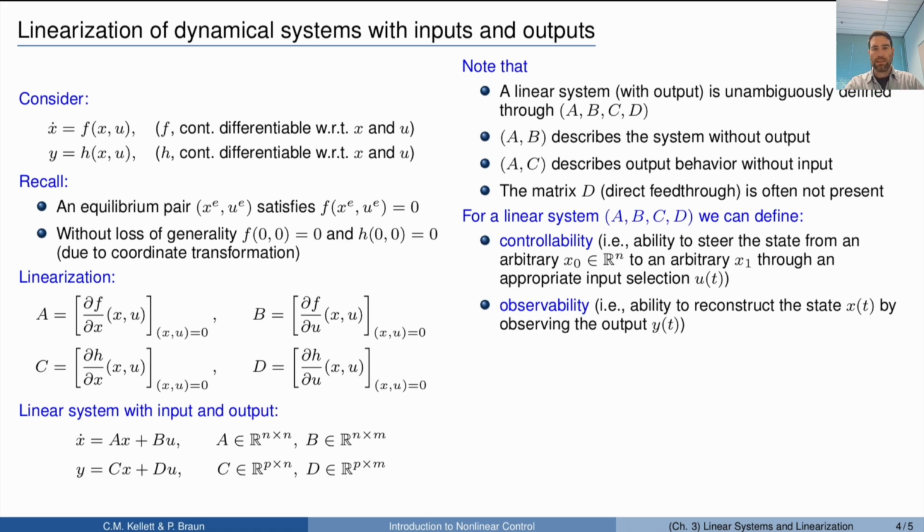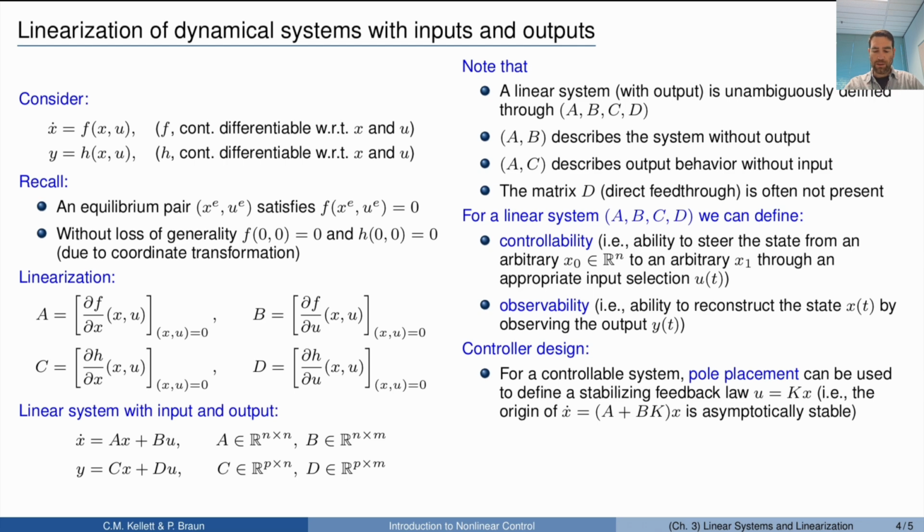What is then usually studied in linear control courses is controllability and observability, a property again captured in the matrix pairs AB or AC. Controllability means the ability to go from an arbitrary state to an arbitrary state by selecting the appropriate input. Observability means, are we able to reconstruct the state x based on output measurements y?